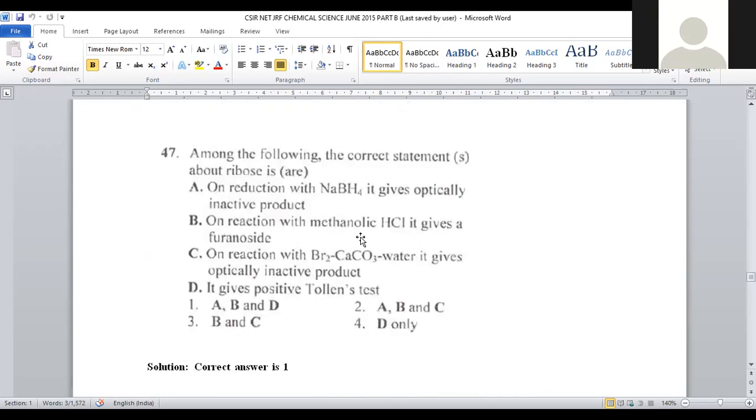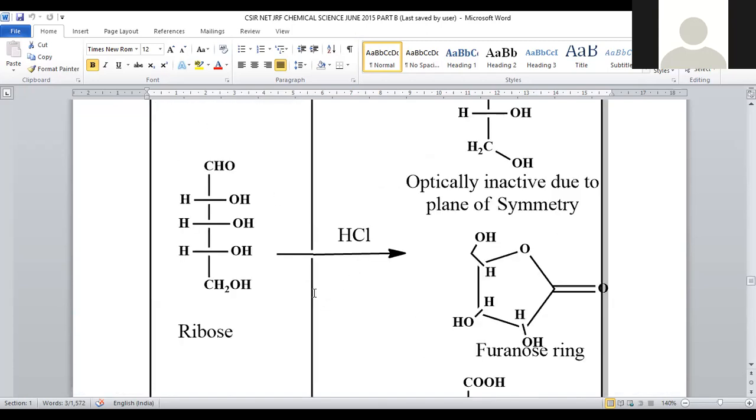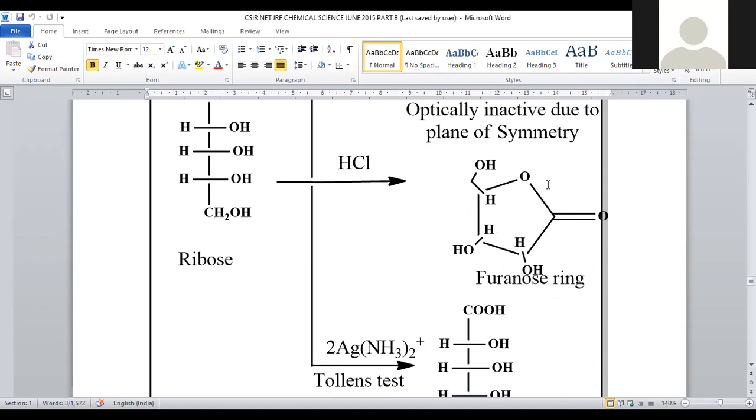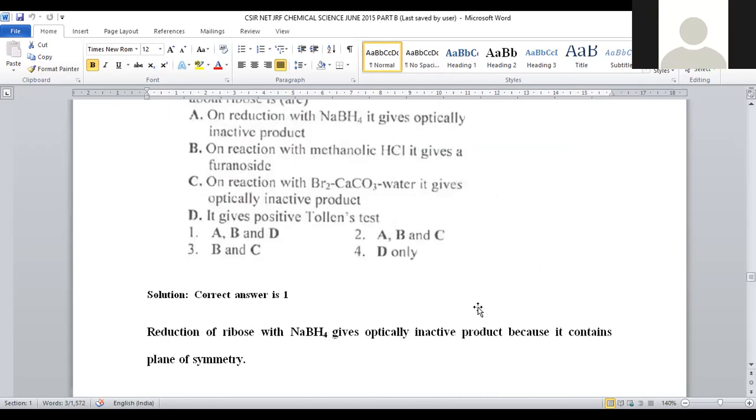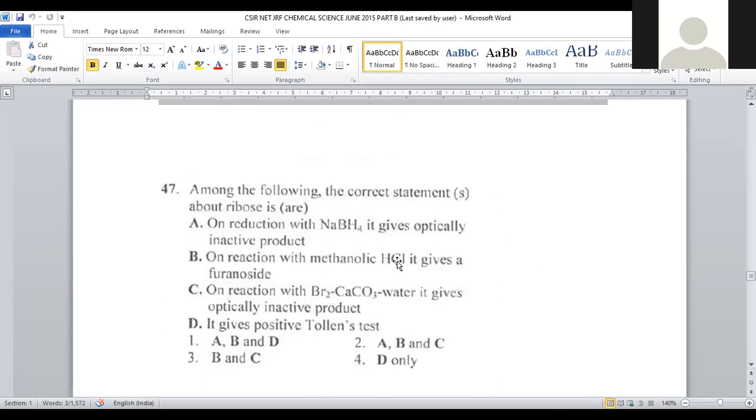Second statement: on reaction with methanolic HCl it gives a furanoside. This is also a correct statement. When hydrochloric acid is used in methanol solvent, what happens? It will be cyclized, right? This first carbon and fourth carbon get cyclized and a furanoside, a cyclic product, will be generated. This cyclic product is composed of a 5-membered ring. A 5-membered ring with oxygen is called a furanose ring. So HCl will generate such a cyclic product. Statement number 2 is also a correct one.